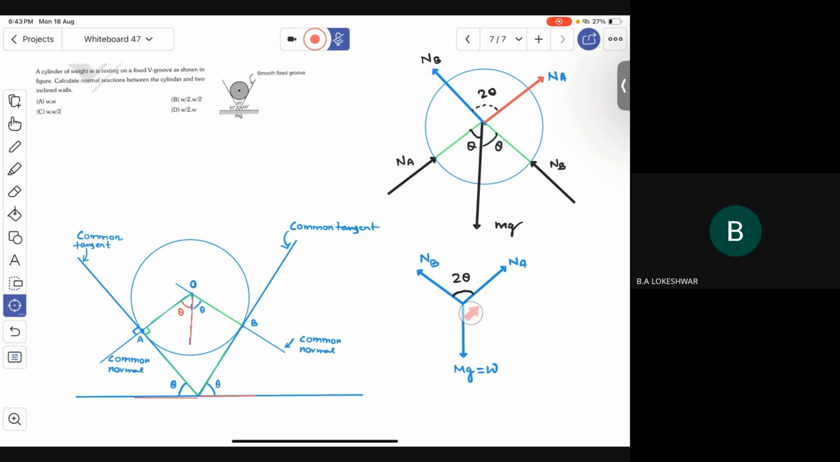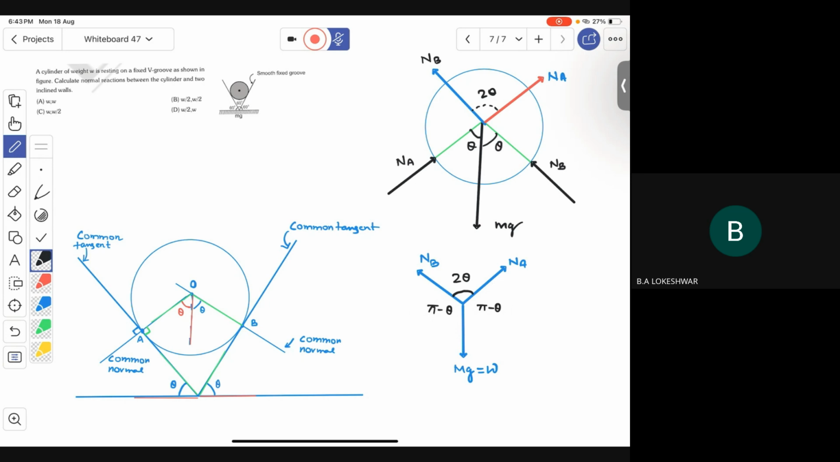And these two angles are the same only. And the total angle is 2 pi. So 2 pi minus 2 theta, each of them is half of that, which will be pi minus theta. So this is pi minus theta.